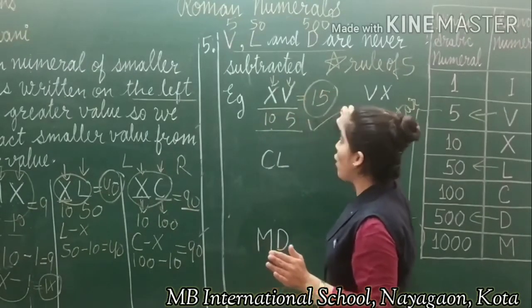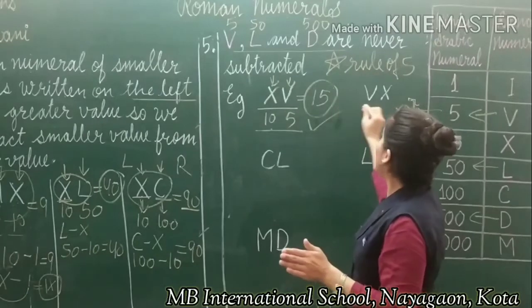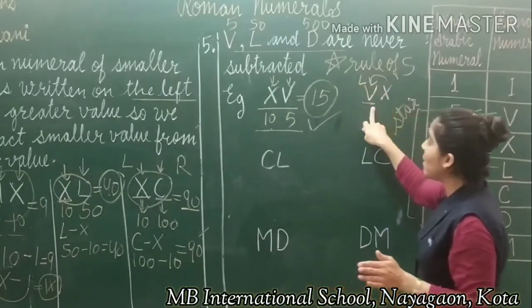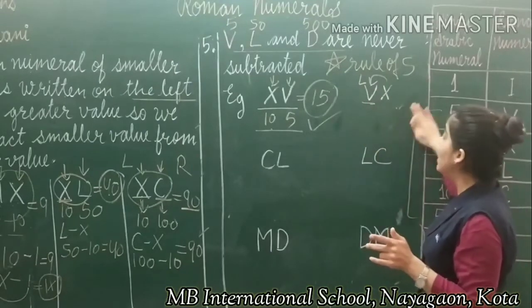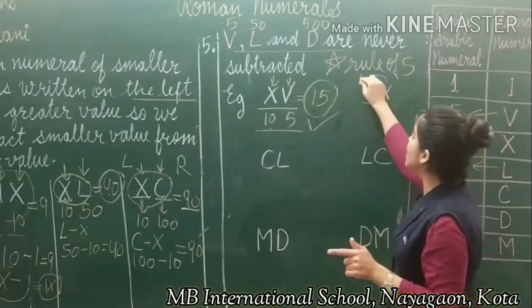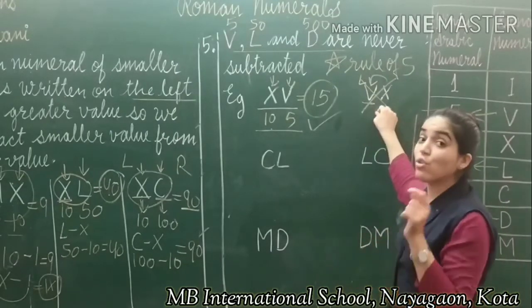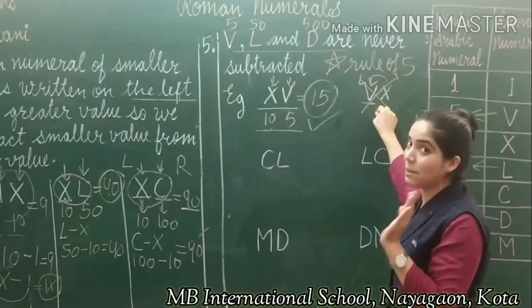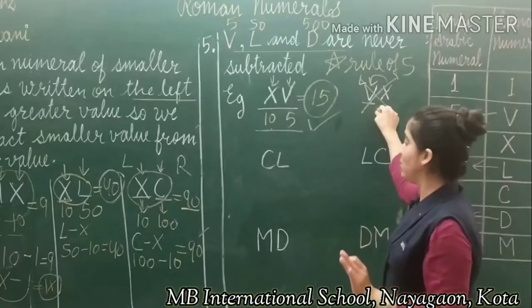So this is a right format because we can add 5. But here you can see I have written 5 at the left side. यहाँ पे हमने 5 को left side में लिखा है. It means we have subtracted. So this is the wrong Roman numeral because we cannot subtract 5 from any greater number. We can only add it.